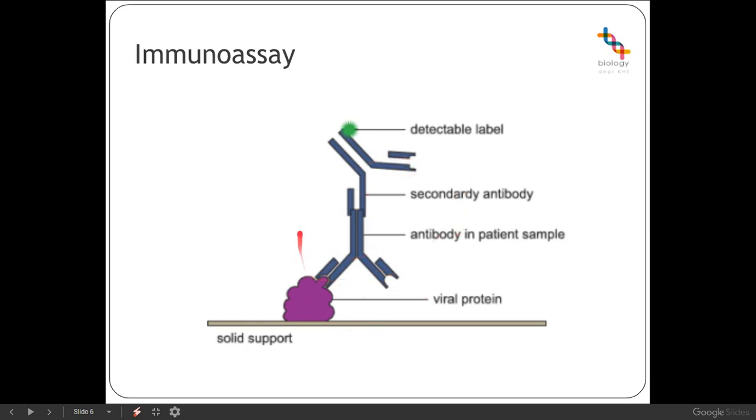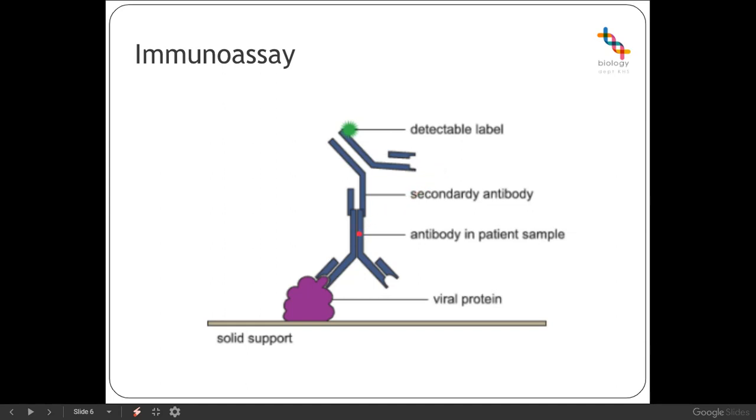In this case, it would be serum or blood that would be used. So you've got your solid support with your COVID-19 viral protein present on it. And then you're going to flood this area with blood or serum from a patient who you suspect has had COVID-19, and we're looking to see whether or not they've got the antibodies present in their blood.